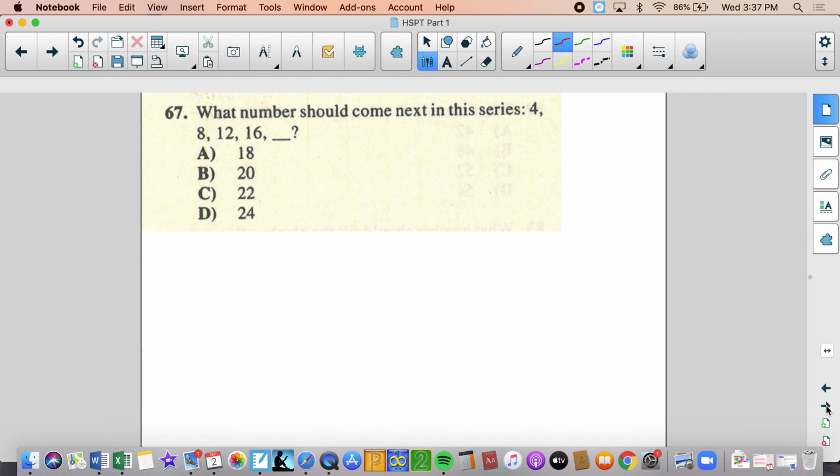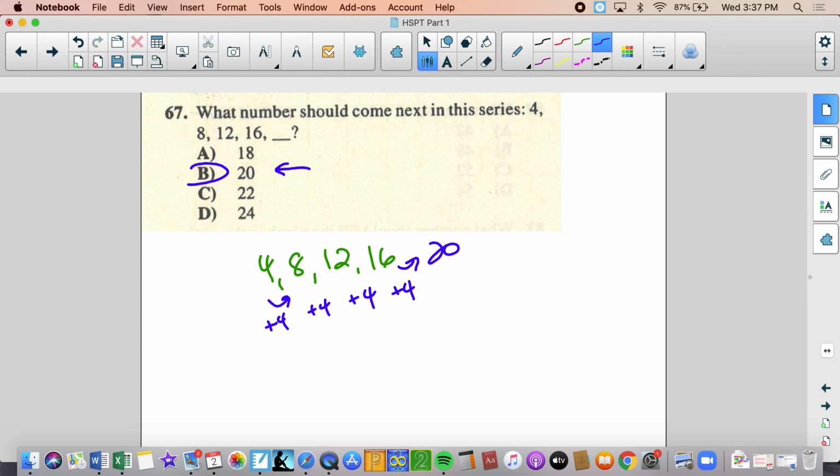What number should come next in this series? We have 4, 8, 12, 16. We increase by 4, by 4, by 4. So we would assume that we increase by 4, and 20 would be the answer that I would select. Again, that took 10 seconds.